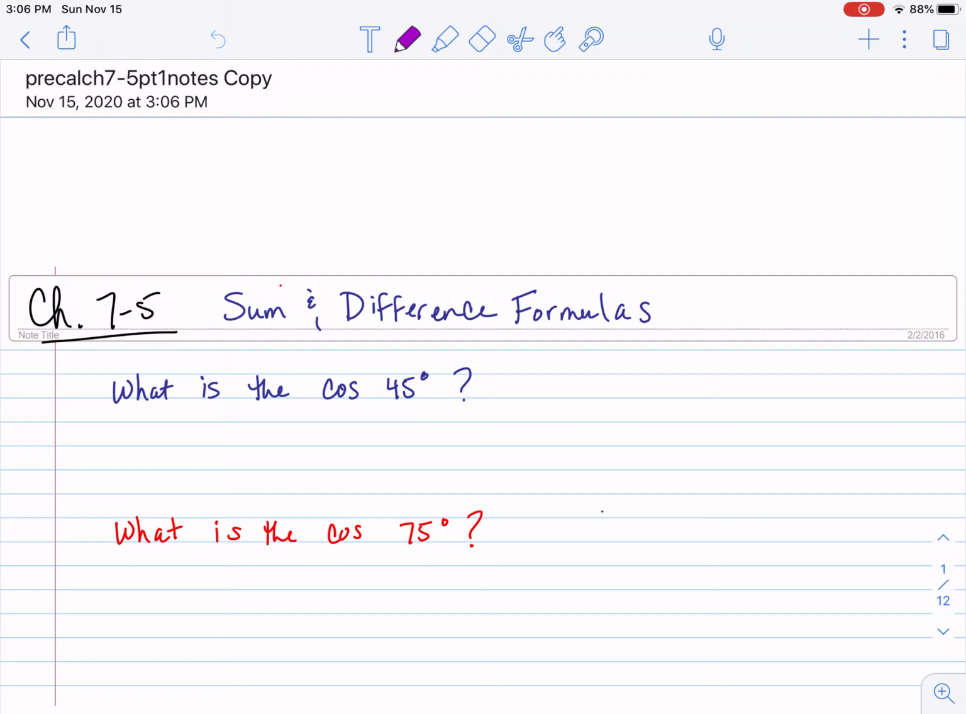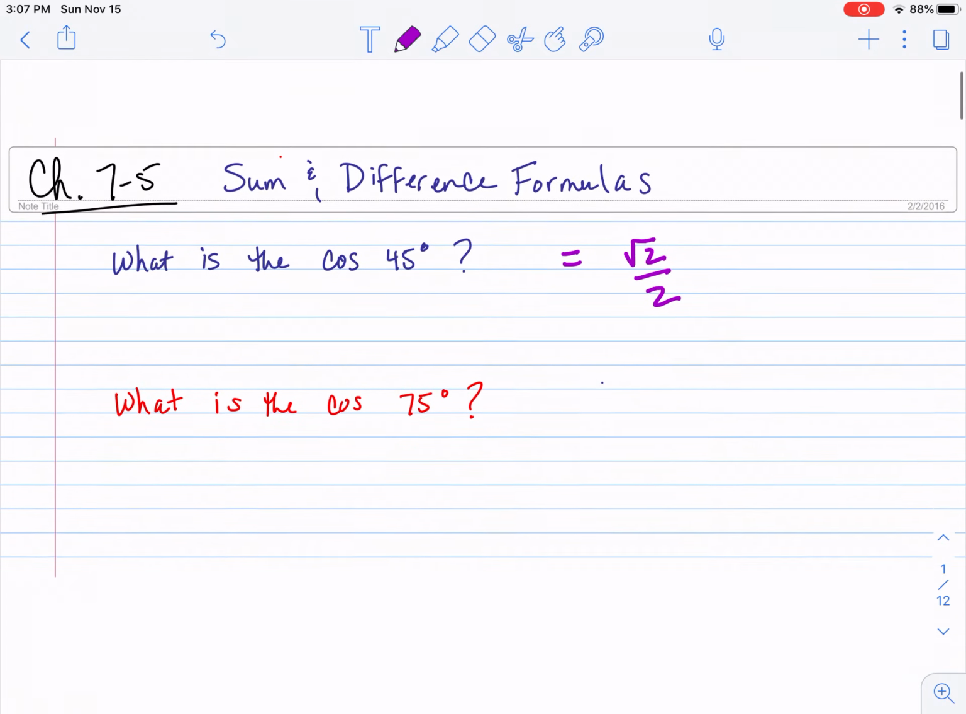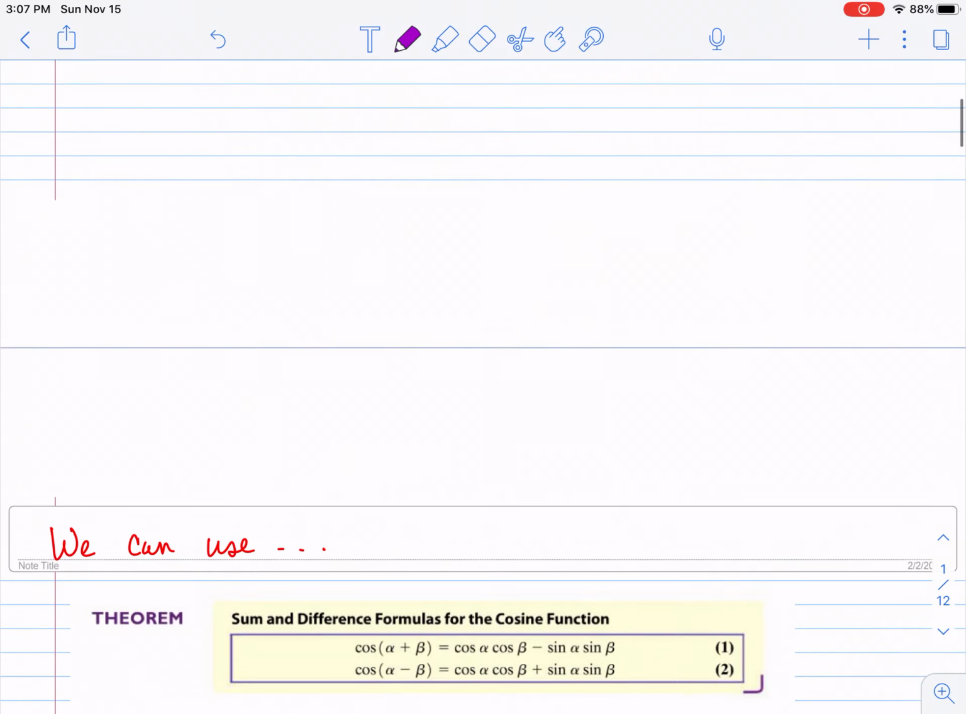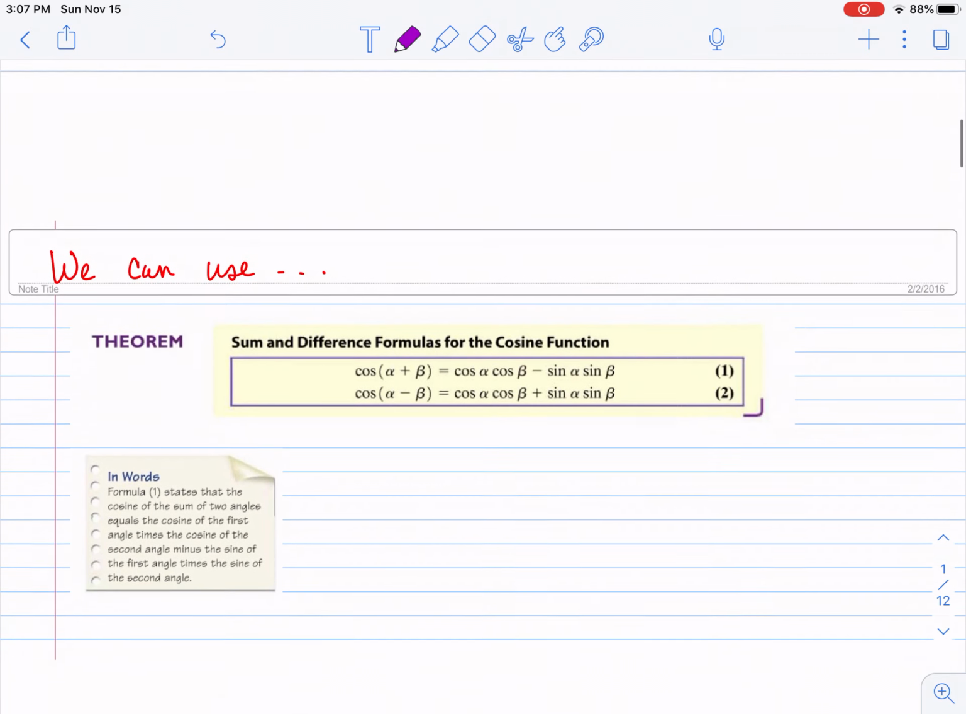If I asked you what the cosine of 45 degrees was, you clearly would know how to go onto your unit circle, look at 45 degrees, look for the x-coordinate, and you would give me an answer of rad 2 over 2. But what if I asked you for the cosine of 75 degrees? This is where the sum and difference formulas come in really handy, if I wanted an exact value.